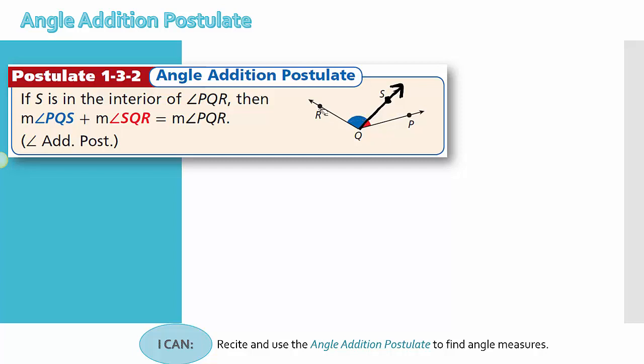So if you see here, we have angle RQS, or angle SQR, and if we add that to angle PQS, so the blue angle plus the red angle, we get the big angle. We get angle PQR. So that is the angle addition postulate. And for short, you might see me write angle addition postulate instead of writing the whole thing out.